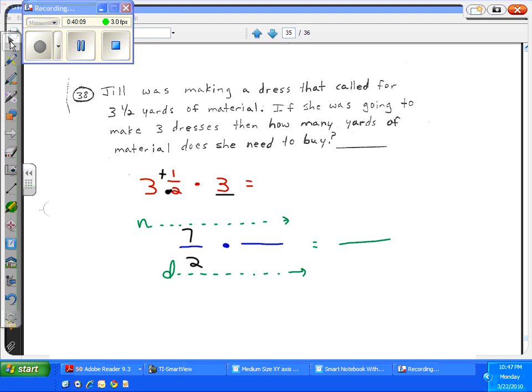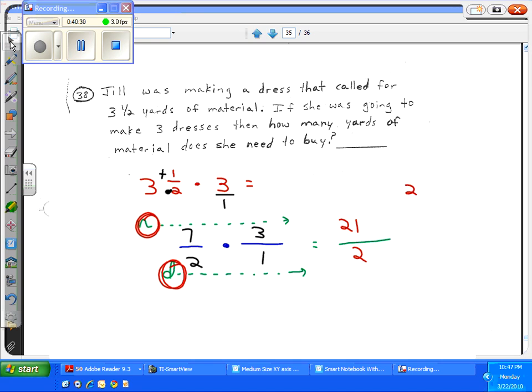And then to change a whole number to a fraction, we put it over 1. And so then we multiply the numbers, our numerators, and we get 21. And we multiply the names, our denominators, and we get 2. So we have 21 halves.